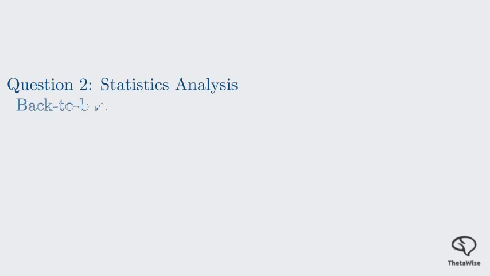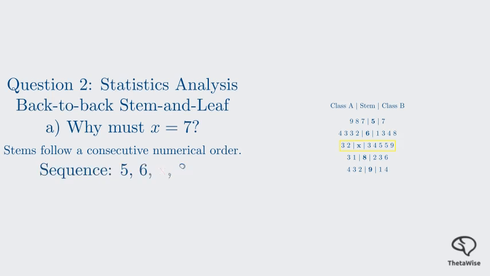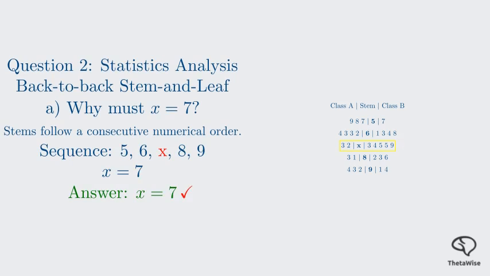Let's look at another stem and leaf diagram. Notice that one of our stems is missing. It's labeled as X. Part A. Explain why the value of X must be 7. In a stem and leaf diagram, the stems must follow a logical, consecutive numerical order. Since it sits between 6 and 8, X must be 7 to maintain the sequence of tens. It follows the numerical sequence 5, 6, 7, 8, 9.